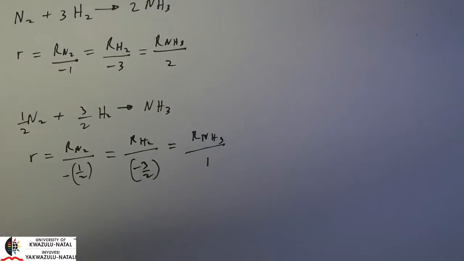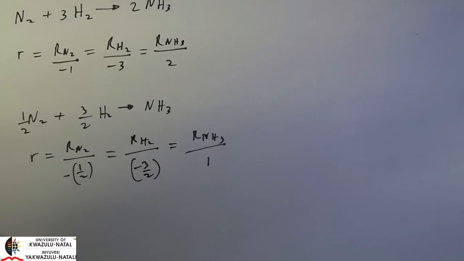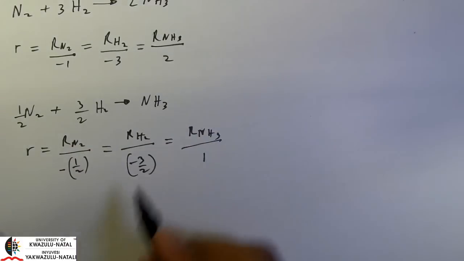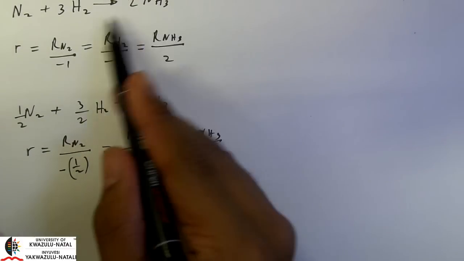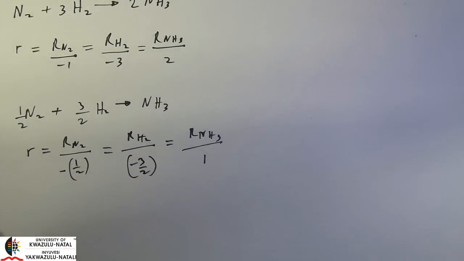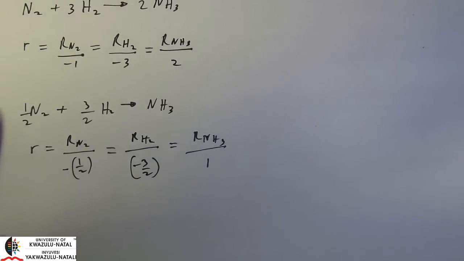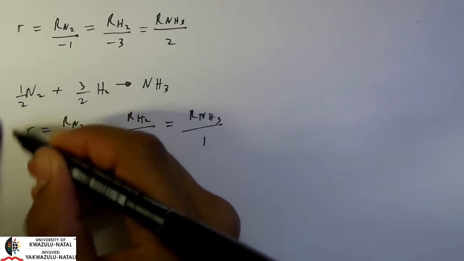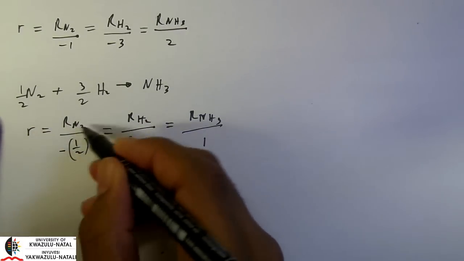Or in terms of ammonia, it's just the production rate of ammonia divided by 1 because we have a stoichiometry of 1. Okay, so depending on the stoichiometry, our overall reaction rate may be different. However, this is no issue at all because our R value is always dependent on our stoichiometry.